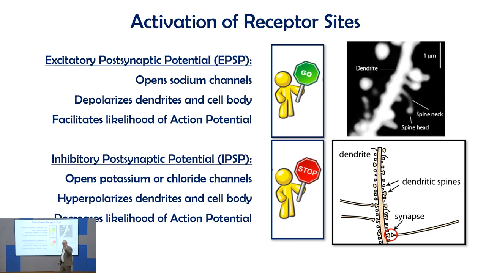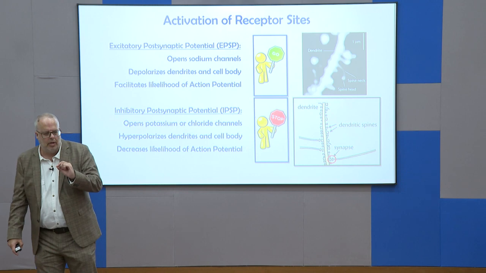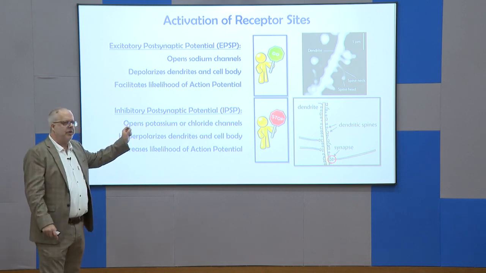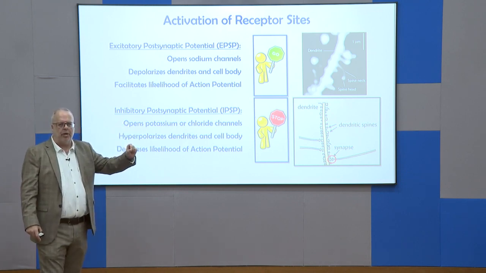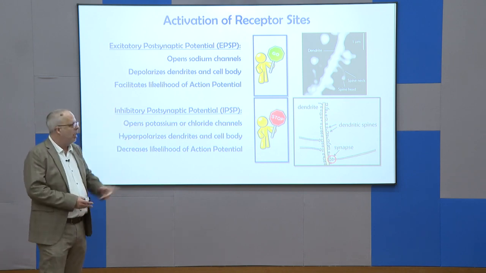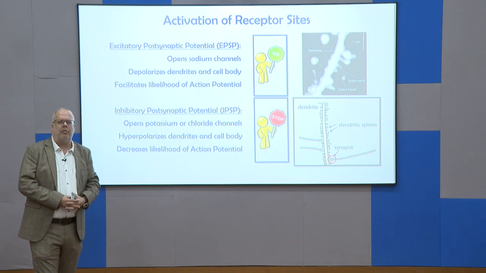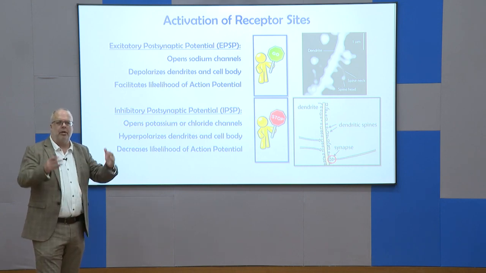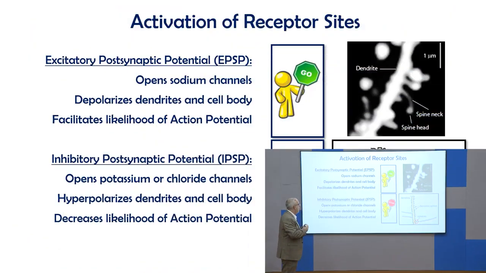So for any neuron, there can be tens of thousands, even hundreds of thousands of synapses on a single neuron. And every time an action potential occurs, a neurotransmitter is released, that can lead to an EPSP or an IPSP. EPSP is excitatory postsynaptic potential. It means the interior becomes slightly more positive.